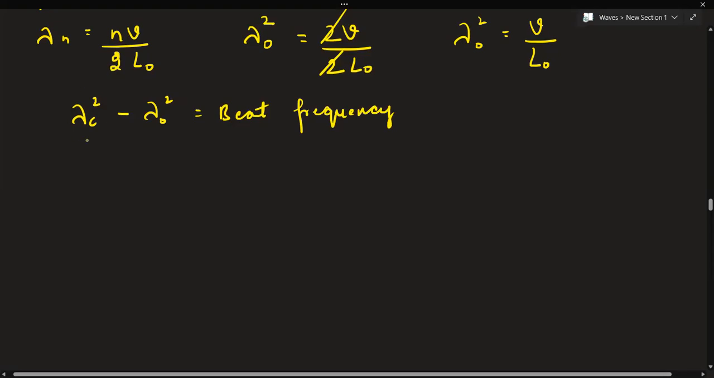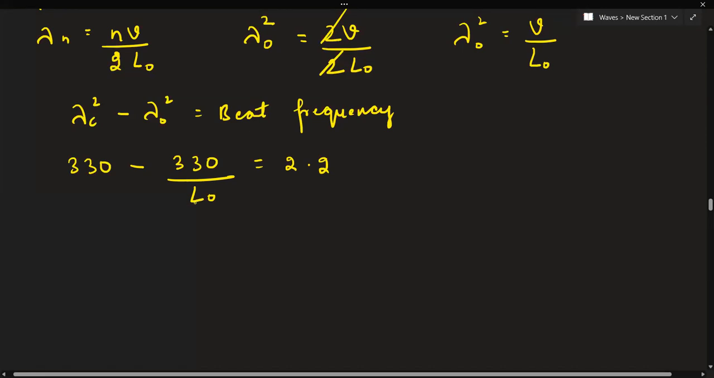So what is the value of the closed organ pipe's second frequency? 330, which we have calculated, minus, for the open organ pipe, V by L naught. V will be 330. The length of the open organ pipe, we don't know. And the beat frequency is given as 2.2 hertz. Now from here, will we be able to calculate the length of the open pipe? Yes. This was the only thing missing, no?